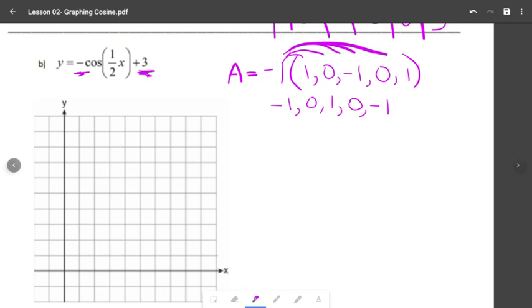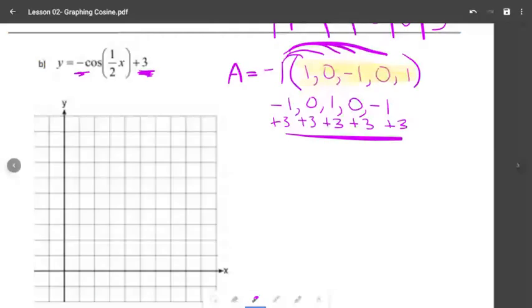It says plus 3 here, so I'm going to add 3 to all of these, just like what we had done with sine. Again, the only difference between this lesson and the lesson from last Monday is these 5 critical points that you're using. It's just a different set of numbers. Otherwise, the steps and everything are exactly the same.